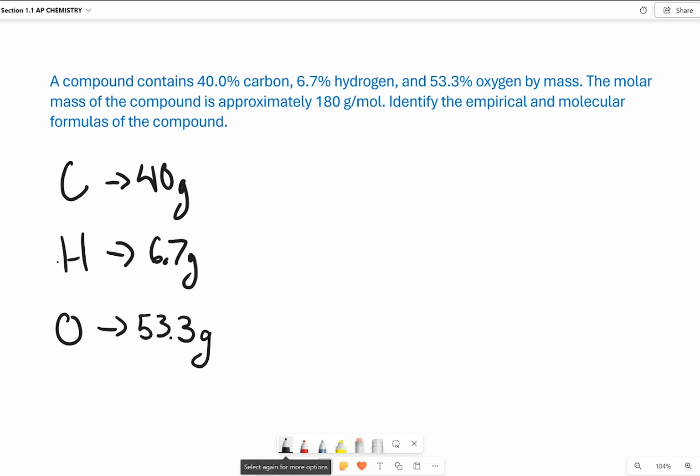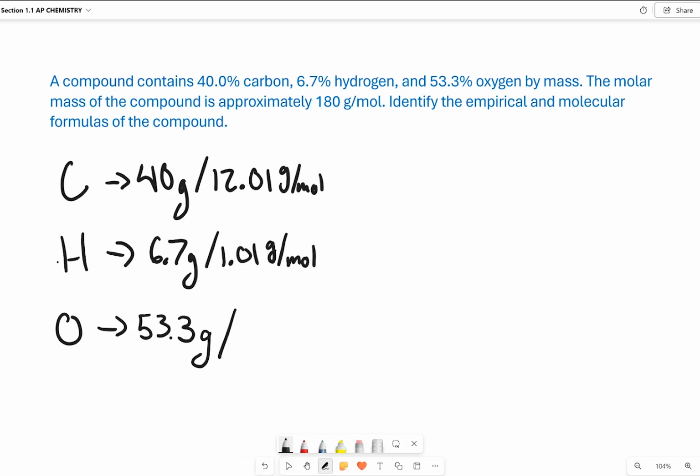So we're going to go ahead and divide by our molar masses to get the number of moles in this 100 gram sample. So carbon's molar mass is 12.01 grams per mole. Hydrogen is 1.01 grams per mole. And then oxygen is, let's just do, 16.00 grams per mole.